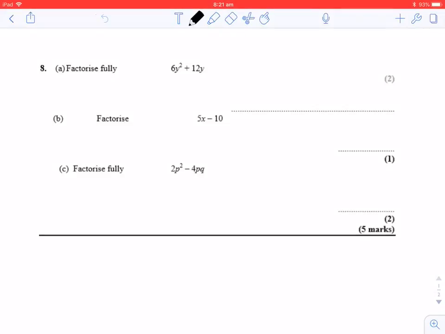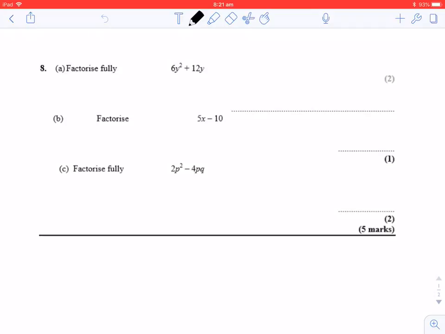So you've just watched the video on factorising. Hopefully that made some sense, and what you can do now is have a go at these questions on factorising as well. So what you want to do is pause this video and have a go at the questions, and then you can follow through with my solutions afterwards.